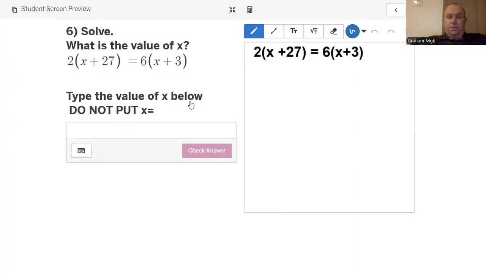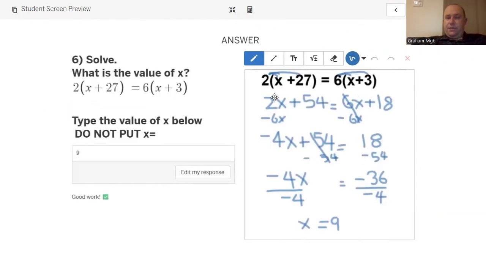Now, not every question is multiple choice on the SOL, and for that reason, not every question on our tests are going to be multiple choice either. So I do see parentheses, and like earlier, P for PEMDAS takes precedence here. So I'm going to distribute this 2 times x, 2 times 27, 6 times x, 6 times 3. And I did that first step here. 2x, 54, 6x, and 18.